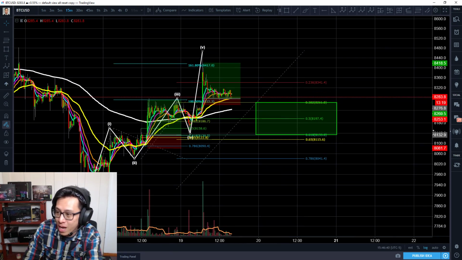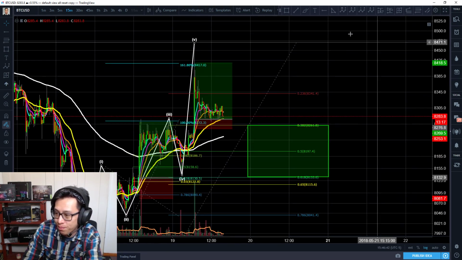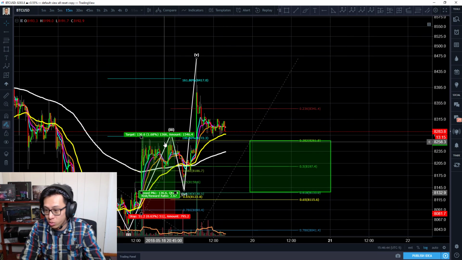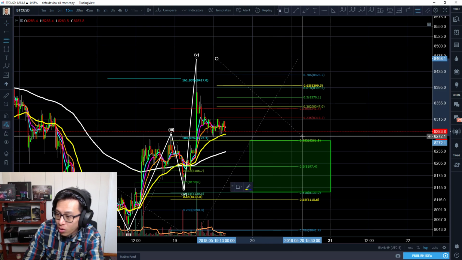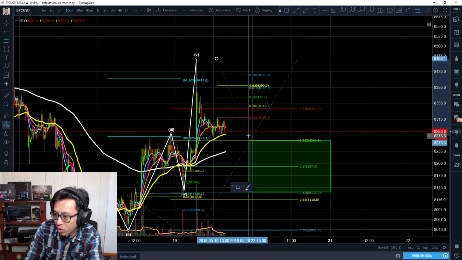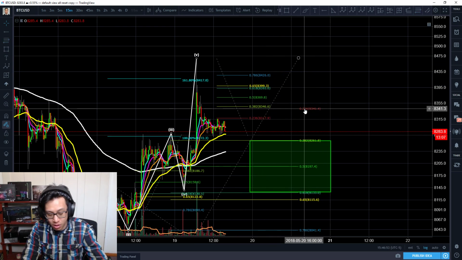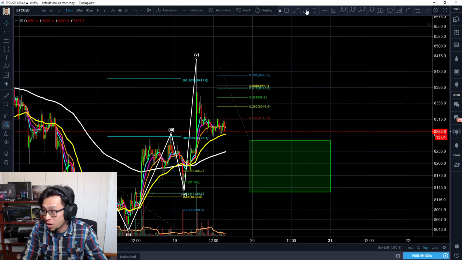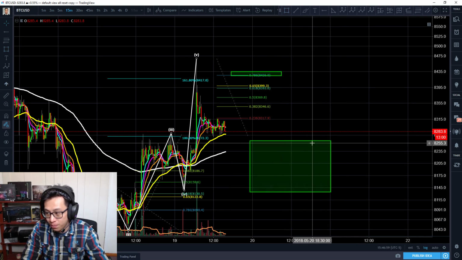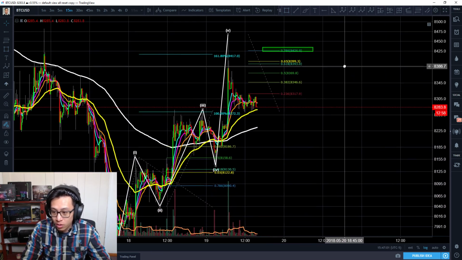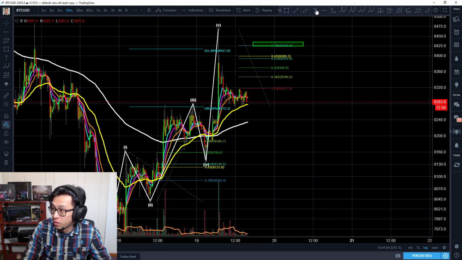Okay, so if we actually break above this very bullish count of mine, which I'm going to show you guys in here. Now, if we retrace to somewhere around, now this retracement was what I'm looking for. Okay, if we retrace to somewhere around here, then this is going to validate my bullish count in the next chart.